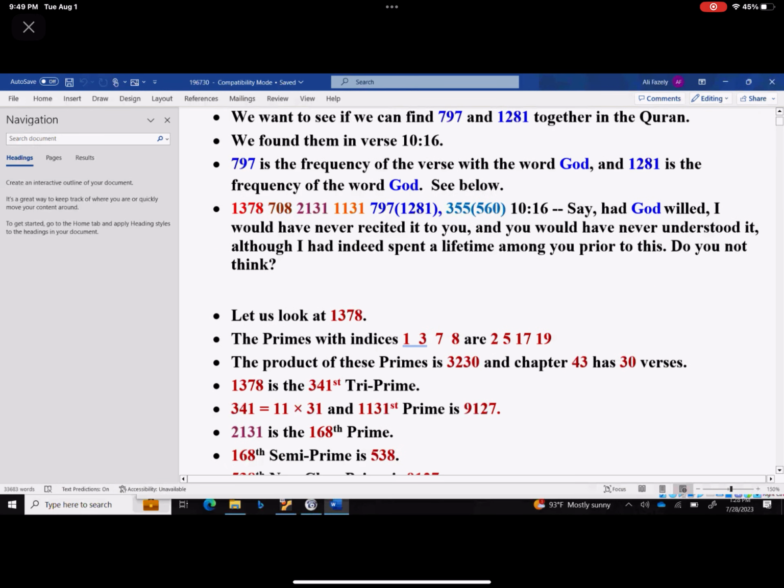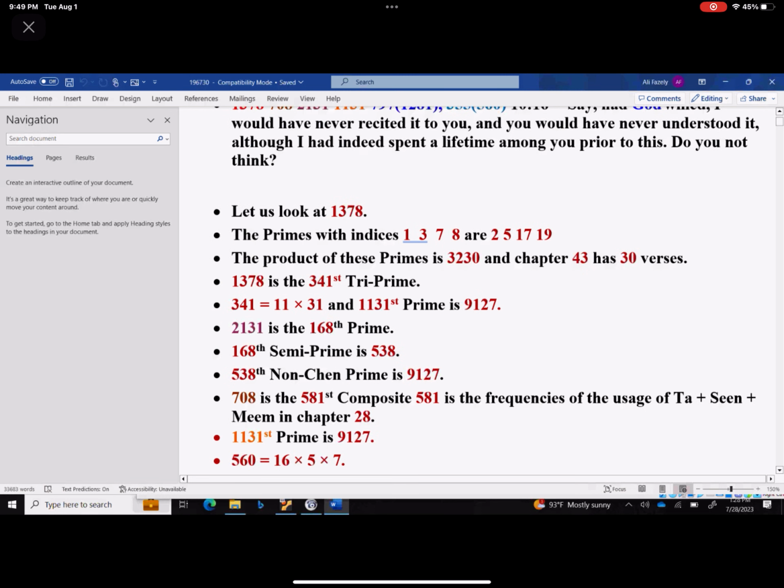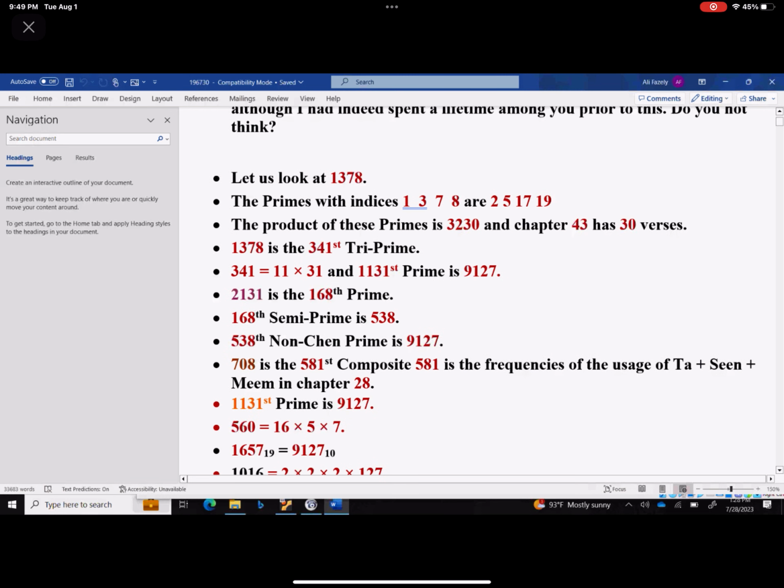So let's look at these numbers individually. Let's look at 1378. There are 4 digits in there: 1, 3, 7, 8. And these are the indices of these prime numbers. Okay? So the primes with the indices 1, 3, 7, 8 are 2, 5, 17, and 19. The product of these prime numbers are 32, 30, and chapter, oops, I made a mistake here.